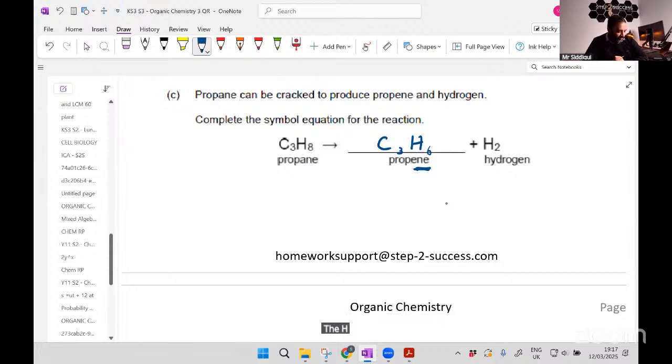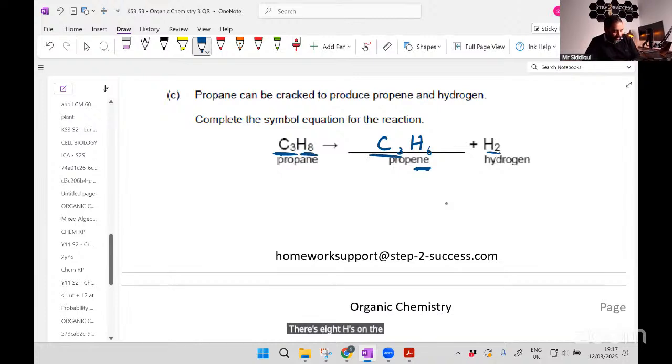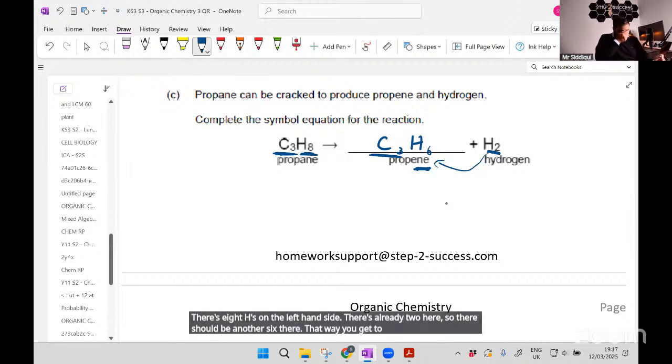But you could figure this out anyway because you've got 3 C's on the left-hand side, so it should be 3 C's on the right-hand side. There's 8 H's on the left-hand side. There's already 2 here, so there should be another 6 there. That way you get to C3H8.